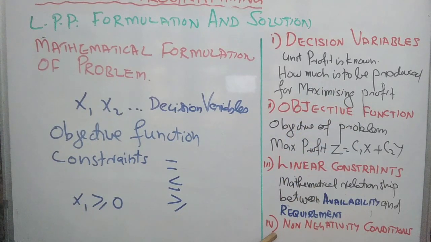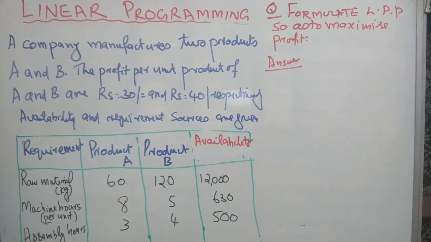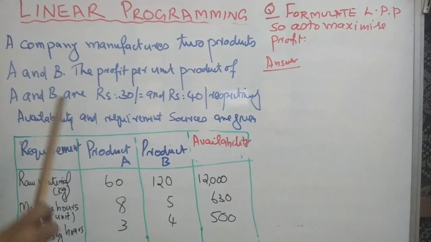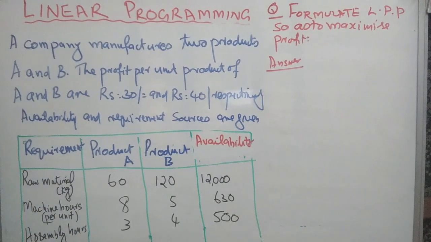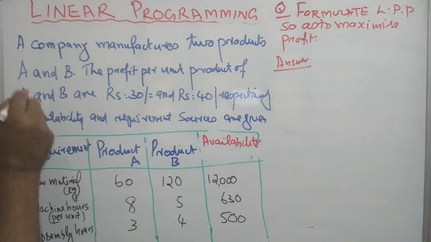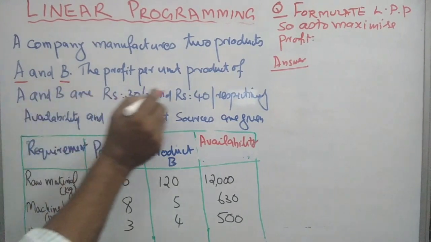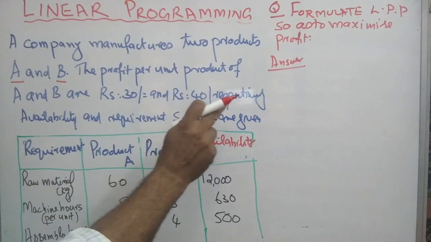Let us see this with respect to a problem. A problem of formulation is being discussed now. A company manufactures 2 products A and B. The profit per unit of products A and B are rupees 30 and rupees 40 respectively.